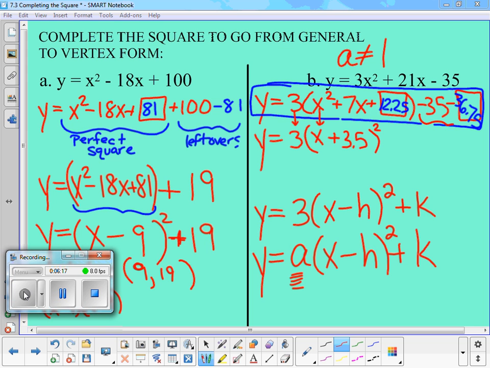Got to figure out what the leftover becomes because that's our k. If you're down 35 and you lose 36.75 more, you're now down 71.75. Okay?